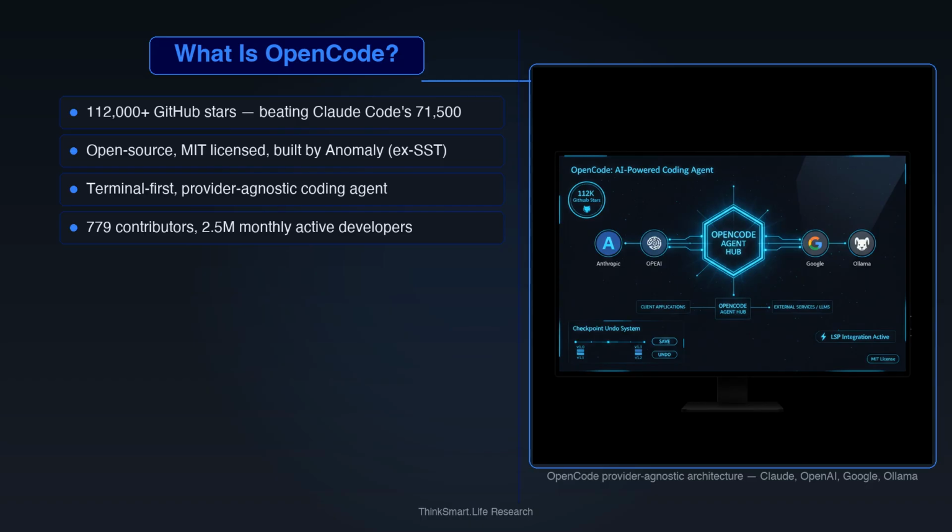As of March 2026, OpenCode has accumulated over 112,000 GitHub stars, outpacing Claude Code's approximately 71,500. That's not hype. It's real adoption, backed by 779 contributors and 2.5 million monthly active developers. The pitch is direct: everything Claude Code does, minus the lock-in.